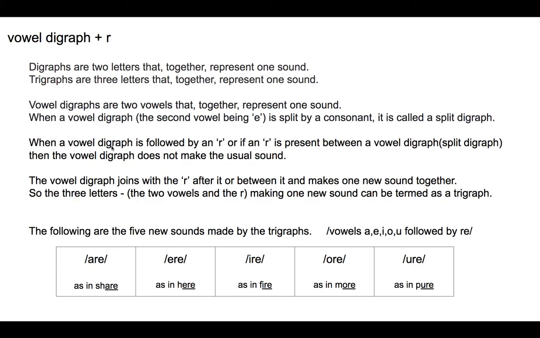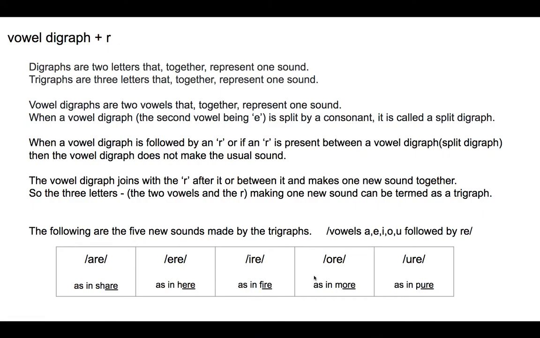When a vowel digraph is followed by an R, or if an R is present between a vowel digraph, that is a split digraph, then the vowel digraph does not make the usual sound. The vowel digraph joins with the R after it or between it and makes one new sound together. So the three letters, the two vowels and the R making one new sound, can be termed as a trigraph.